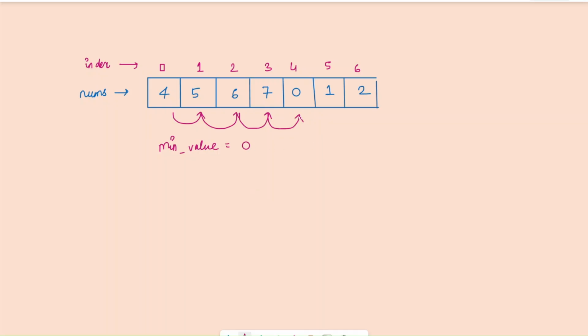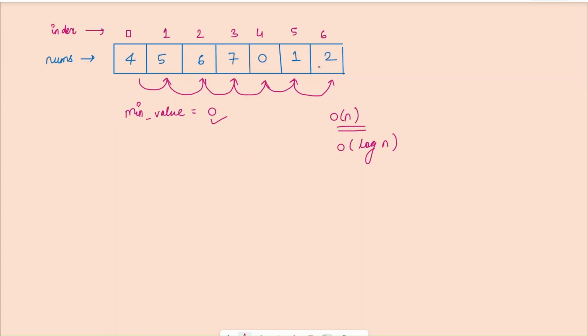Then we move to the next one, which is 1. Is it less than 0? No, it is not. Then we move to the next location. It is 2. Is it less than 0? It is not. So our final answer is 0. But when we try to do this, we will end up with an O(n) complexity solution. But the question says that we have to do this in O(log n) time. So this solution will not work.